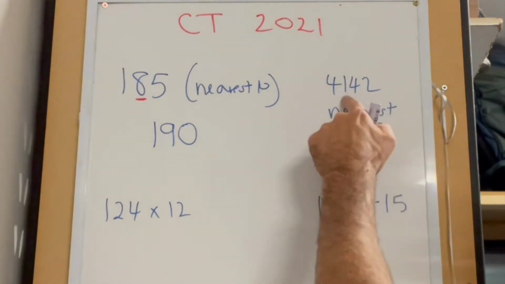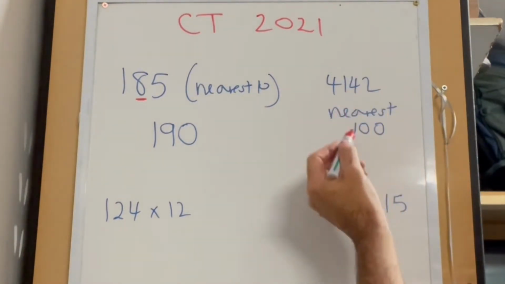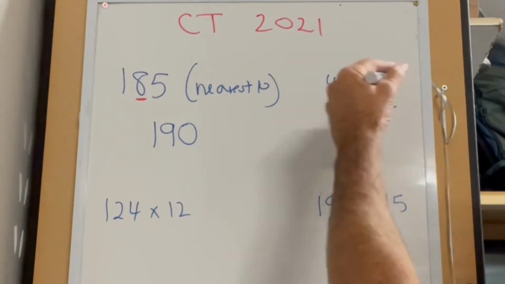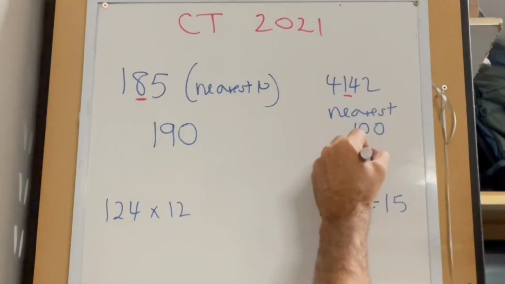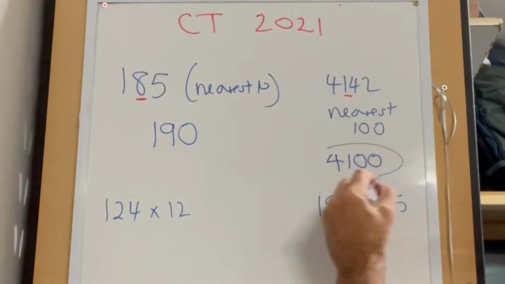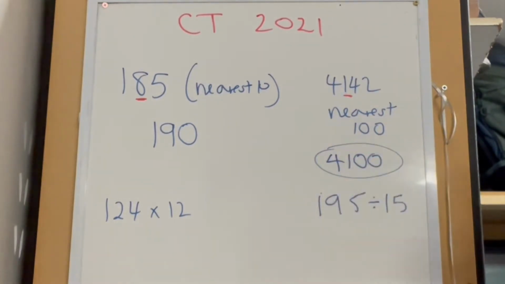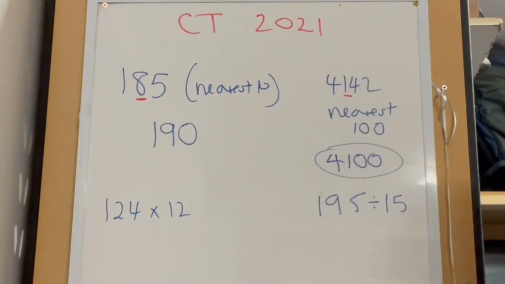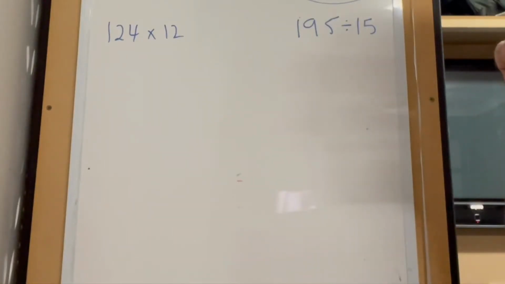This question, 4,142, rounded to the nearest 100, so the ones in the hundreds here. The next number is a 4, so it's less than 5, so we're rounding down, so that becomes 4,100. Okay, now, the common mistake with this one is kids will round off to a 4,000, because they're just rounding to the nearest 1,000, but you've got to know where it's indicating you've got to round to.